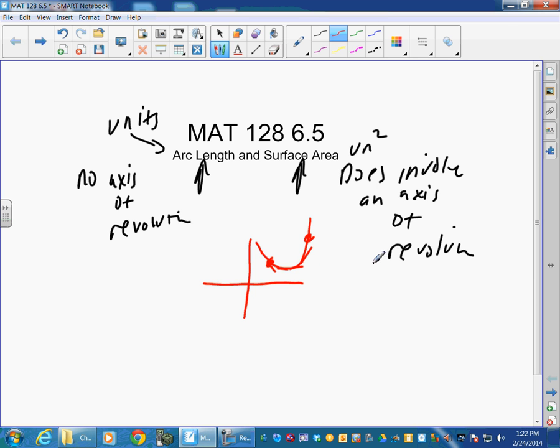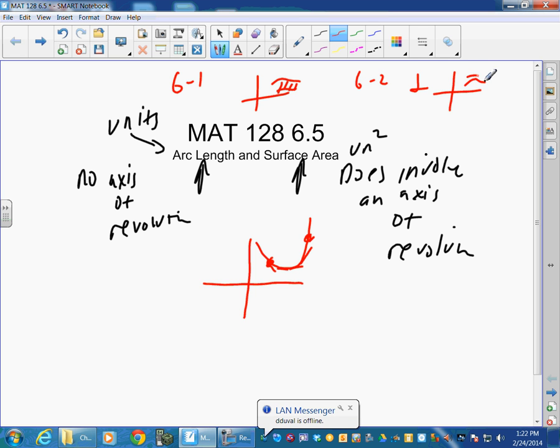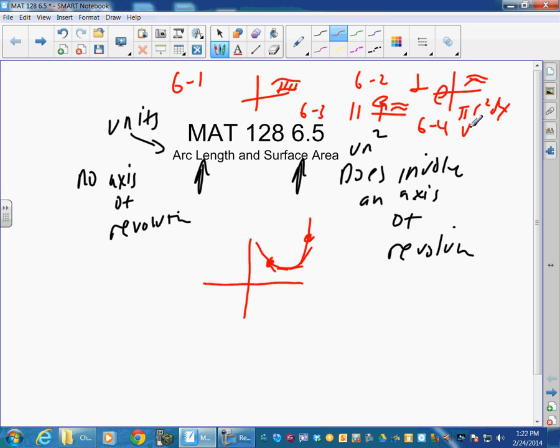Okay? Just as a quick review, 6-1 is the area between 2 graphs. 6-2 is the perpendicular rotation of that around an axis, so pi r squared dx. 6-3 was the parallel rotation of that around an axis. And finally 6-4 was volume by cross section. Okay? A lot of stuff going on. Didn't seem like we could do this, but time's almost here.